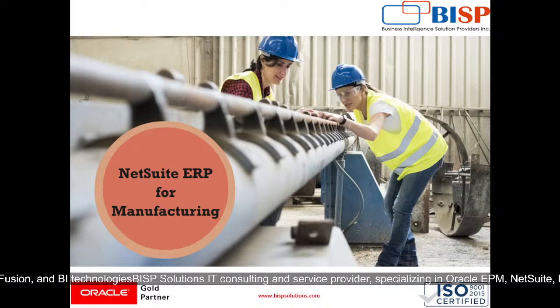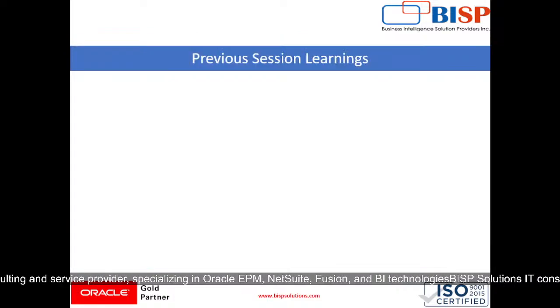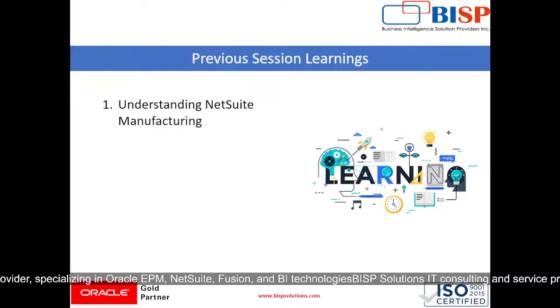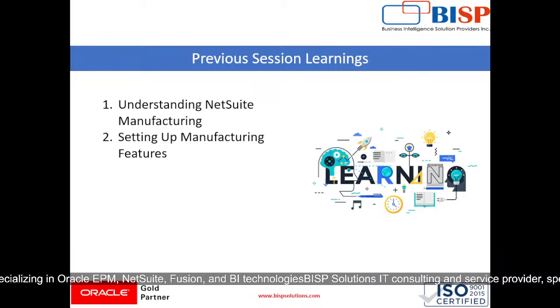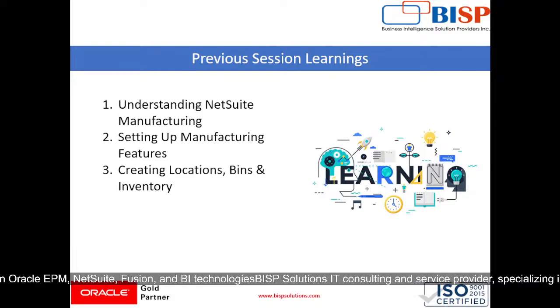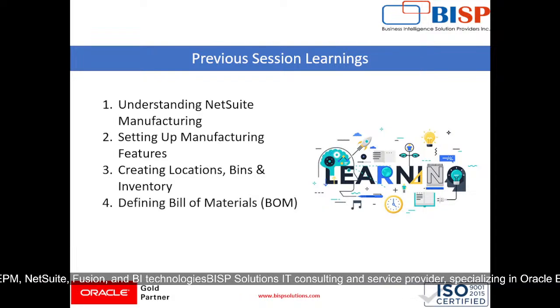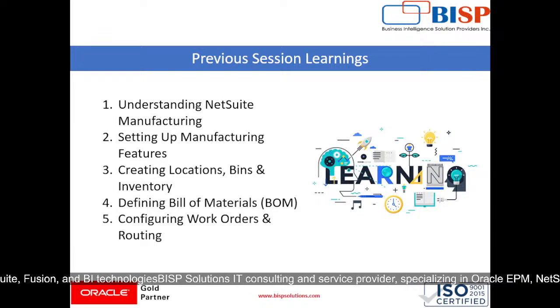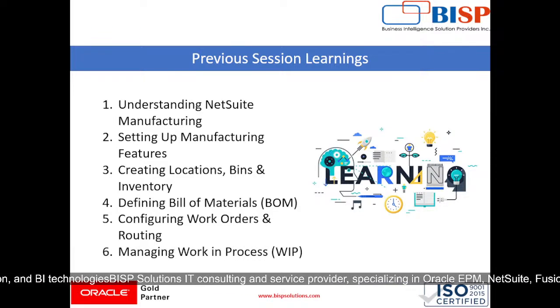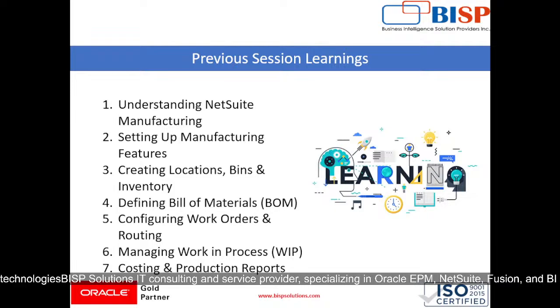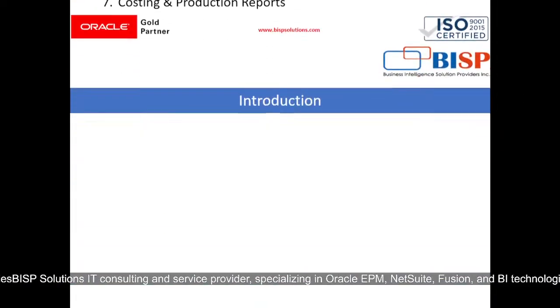In this video we will explore how to set up the NetSuite production process and advanced manufacturing concepts, work in process and routings. In our previous session we covered understanding NetSuite manufacturing, setting up manufacturing features, creating locations, bins and inventory, defining bill of material, configuring work orders and routing, and managing work in process. Lastly, costing and production reports.